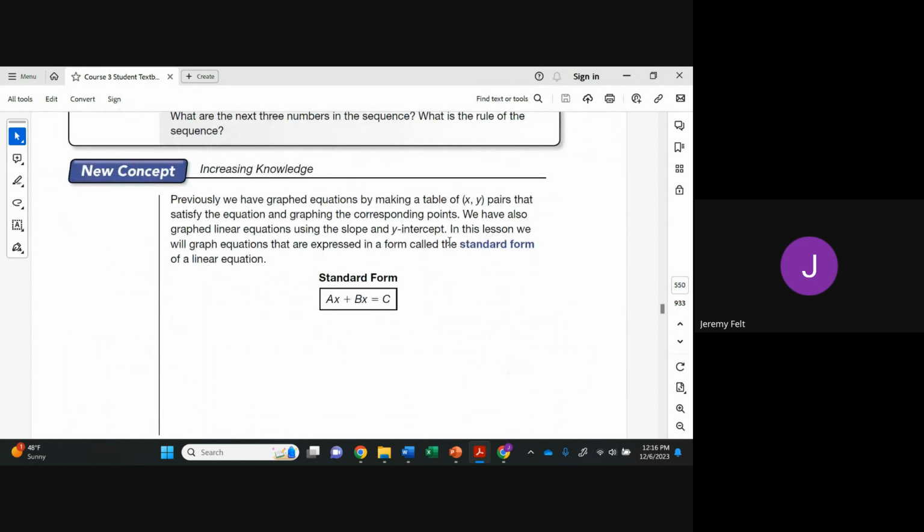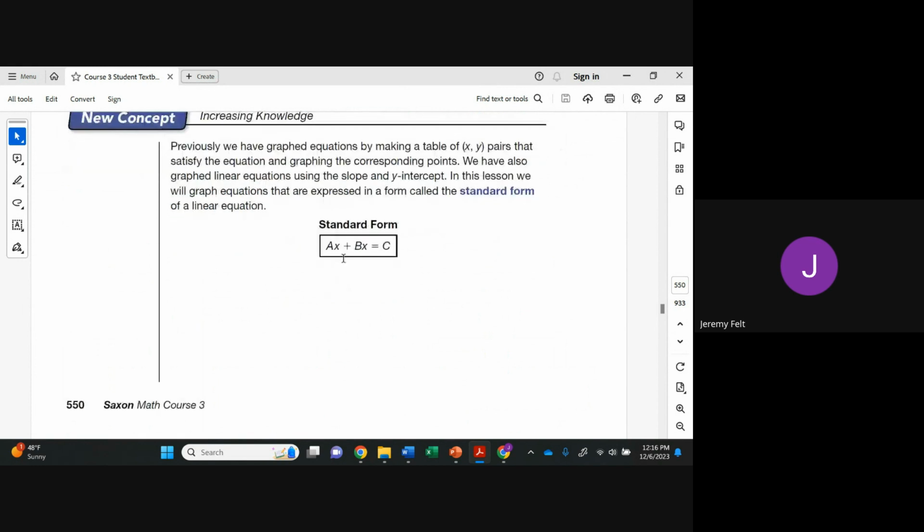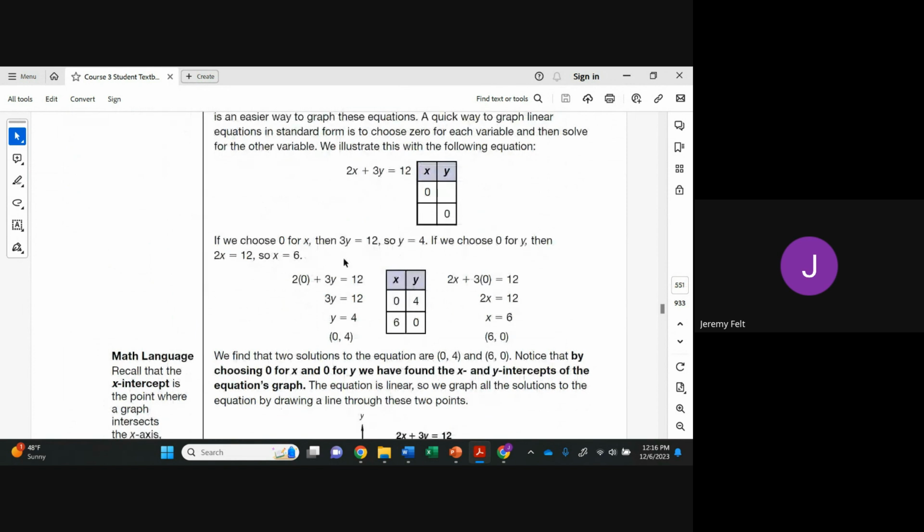So we've worked with y equals mx plus b form, our slope-intercept notation. Now we have standard form. Why might this be useful? If we're given it in this form, we can pretty quickly figure out 2 points. It's linear, so we only need 2 points. We can do 3 or 4 or 5, however many we want, but we need at least 2 in order to plot the line.